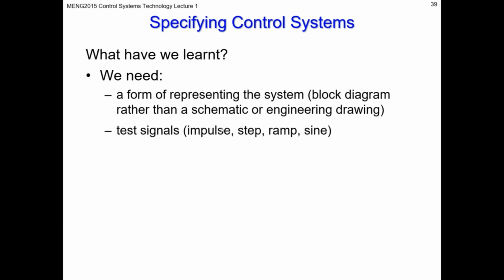What else do we need apart from being able to represent the system or draw it somehow? We also need test signals. These are standardized inputs that effectively energize our system and allow us to see how it responds to different types of inputs. Our test signals can be impulse, which is just an instantaneous pulse of energy input to the system. It could be a step input, which is an instantaneous change from one input, could be 0, to a known other input, could be 1, or a lower value to a higher value, or a higher value to a lower value.